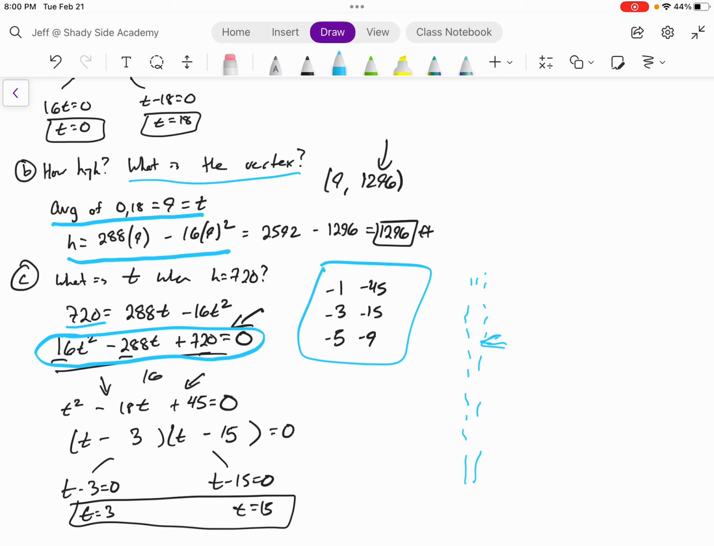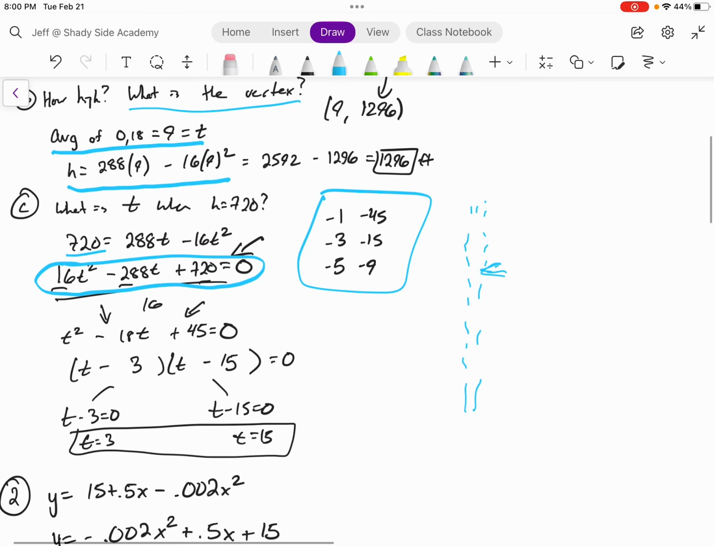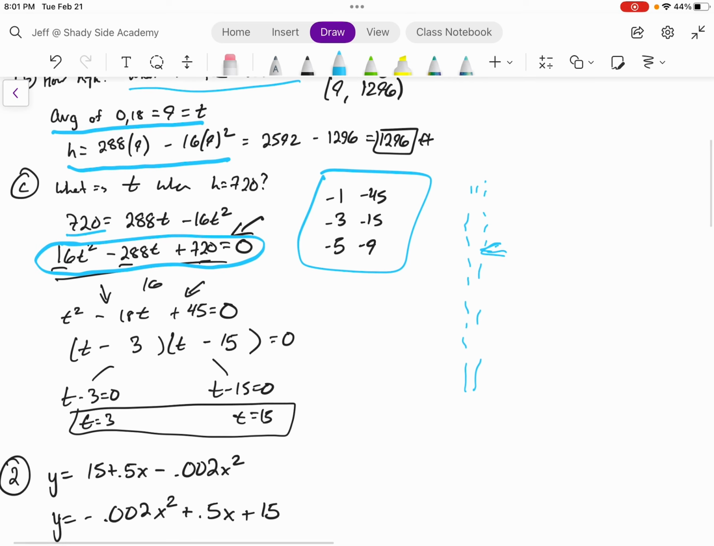Okay. Golfer standing on a hill. The golfer standing on a hill hits the ball so that the ball's position can be modeled by the equation y equals 15 plus 0.5x minus 0.002x squared. And the first thing I'm going to do is rewrite it so that I have my 0.002x squared out front, because we like our squared term, then our linear term, then our constant term.